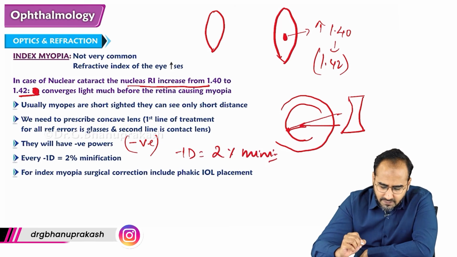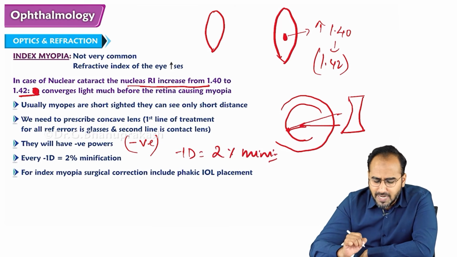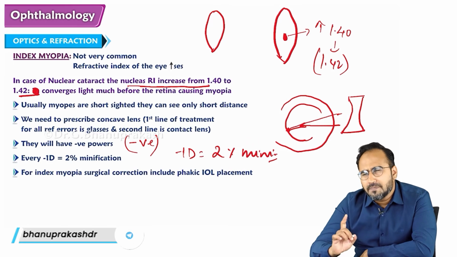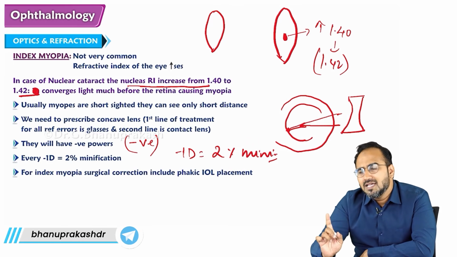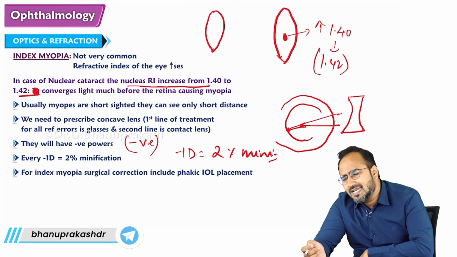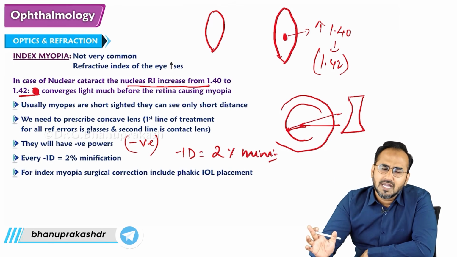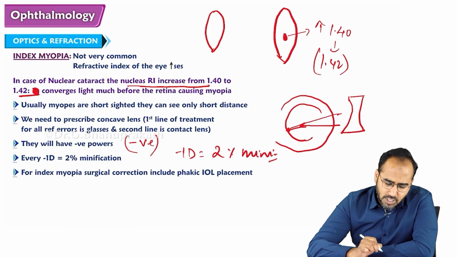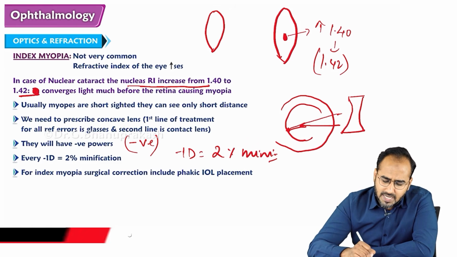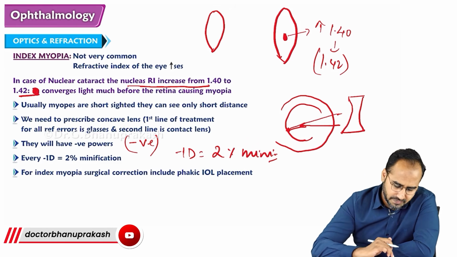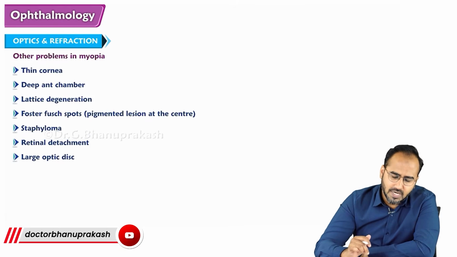For index myopia, remember guys, index myopia means what? The patient is having a problem in the lens refractive index. So you can remove the nuclear cataract and place another intraocular lens. Remember guys, for index myopia, surgical correction can be done, that is IOL placement. Right.